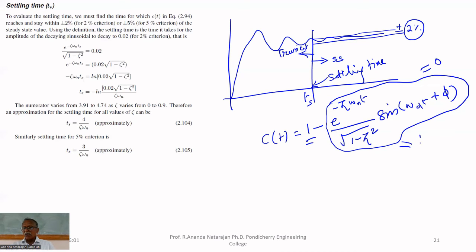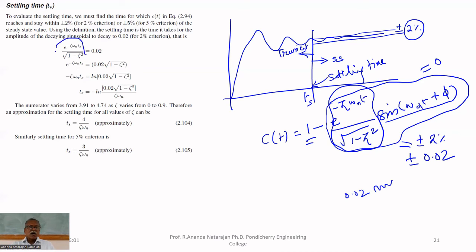1. Instead, it is equal to plus or minus 2%, or plus or minus 0.02. 2% is 0.02, so this entire magnitude is equal to 0.02. This sinusoidal function always oscillates, but its magnitude is 0.02. Therefore, this part must be equal to 0.02, then only it is within, less than or equal to 0.02. Therefore, we are taking that part alone and equating it to 0.02. To find Ts, we are equating this part.